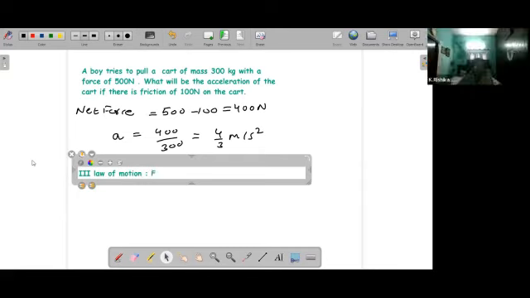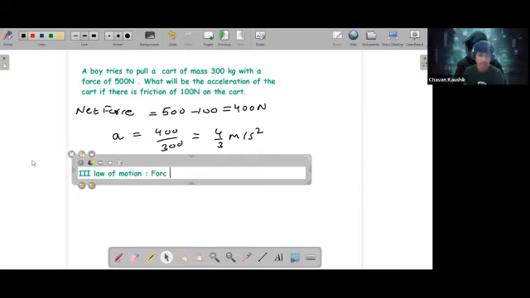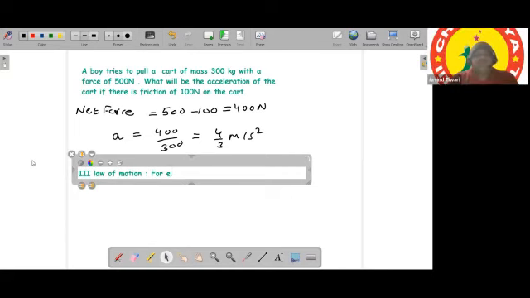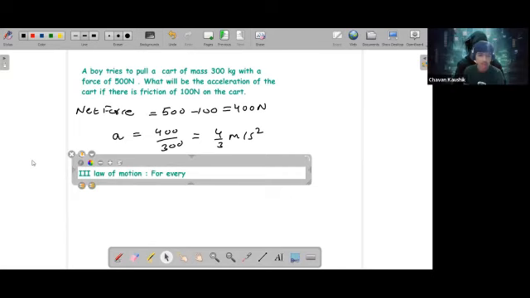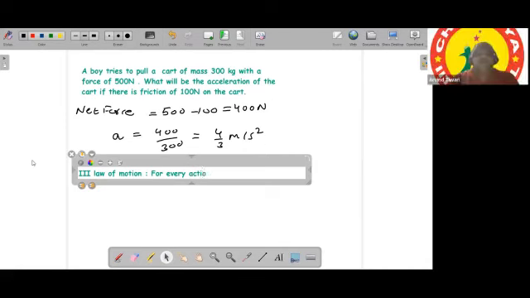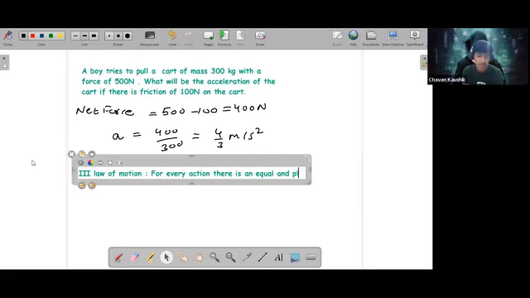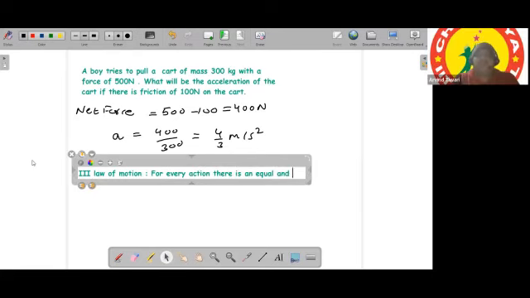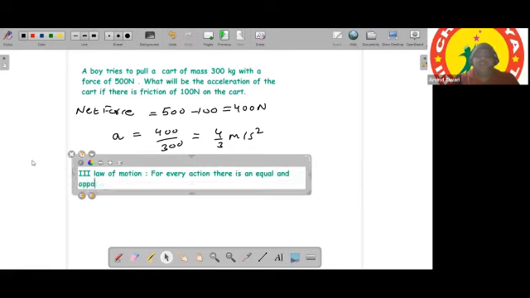Sir, every action has an equal and opposite reaction. Yeah, for every action, there is an equal and opposite reaction. So I can say that the two forces are equal and opposite. Yes. So sir, if the two forces are equal and opposite, why don't they cancel each other?